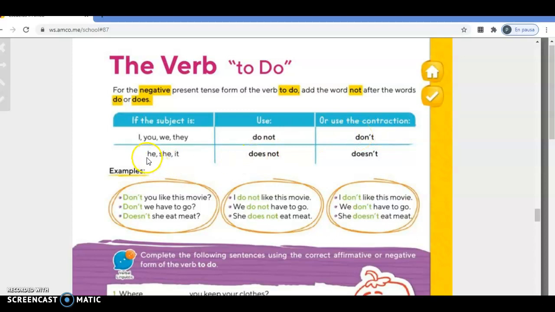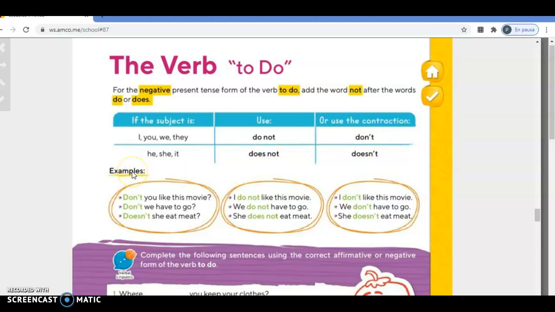Okay. With the subjects he, she, and it, we are going to use does plus not. Para negativo, does not. Okay, we are going to use the contraction, which is doesn't. Okay, do not, don't, does not, doesn't.